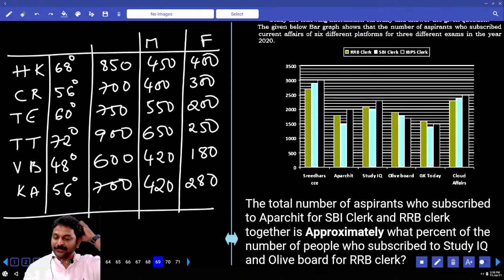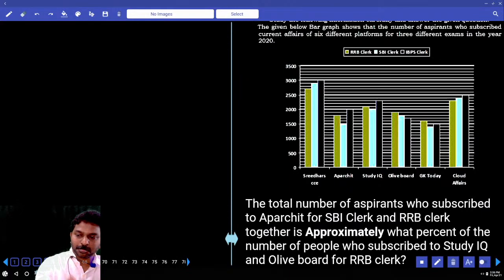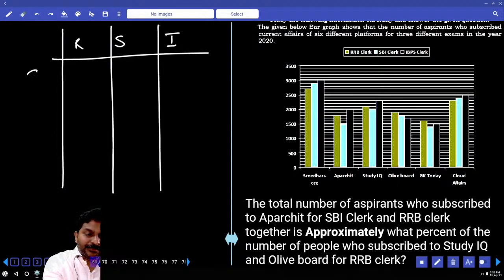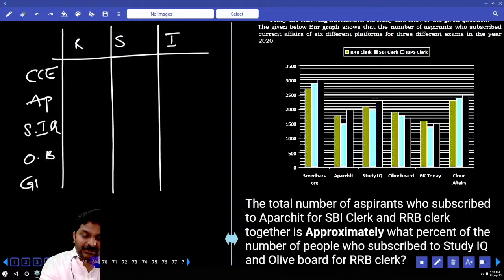Next, shall I start 69 onwards? Right, we have data regarding RRB clerk, SBI and then IBPS. Right, CCE, Aparichit, Study IQ, Alive Board, GK Today, Cloud Efforts.